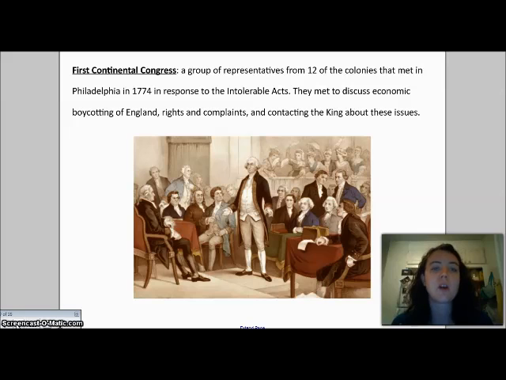Now remember, the only colony that was not represented here was, in fact, Georgia. They were not sure they were ready to jump on that bandwagon and really get into addressing the king and rebelling yet.